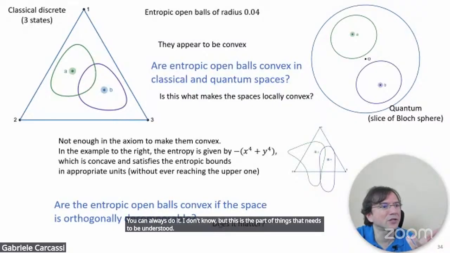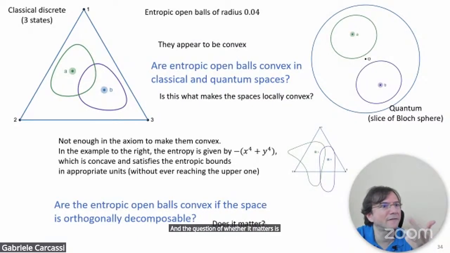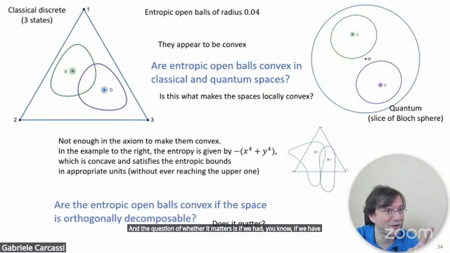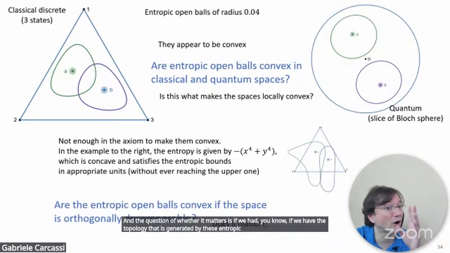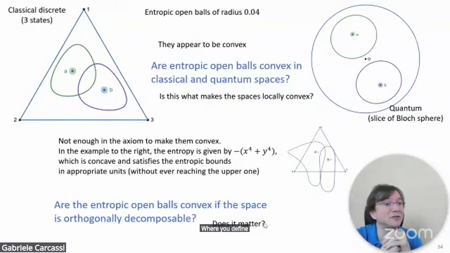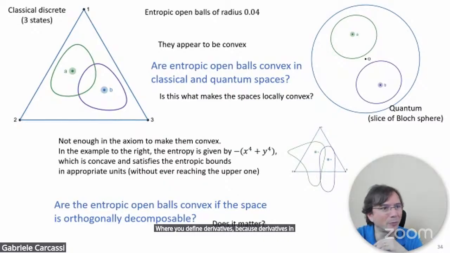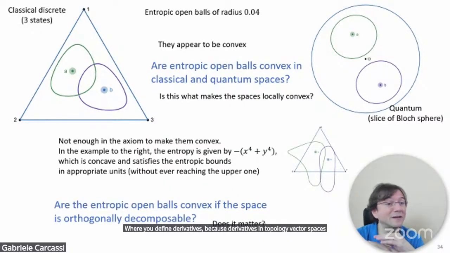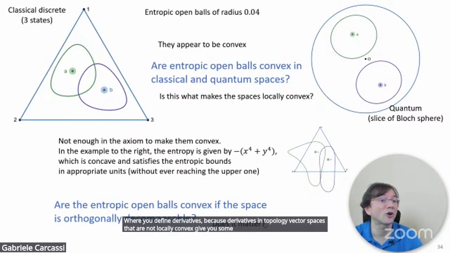And the question of whether it matters is this: if we have the topology that is generated by these entropic balls and these are convex, then we have a locally convex topological vector space. It means that we have another set of properties. In fact, locally convex topological vector spaces are usually the ones where you define derivatives, because derivatives in topological vector spaces that are not locally convex give you some weird features.